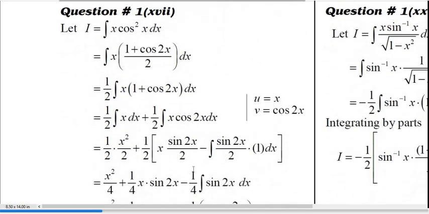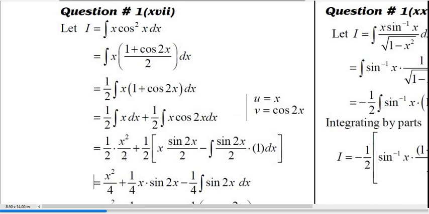Next, part number 17, which is I equal to integral x cos square x dx. In place of cos square x we put 1 plus cos 2x divided by 2. This 2 is constant, so we shift it outside the integral: 1 by 2 integration of x into 1 plus cos 2x dx. Okay, multiplying this x dx and taking integral on each term, 1 by 2 integration x dx plus 1 by 2 integration of x cos 2x dx.